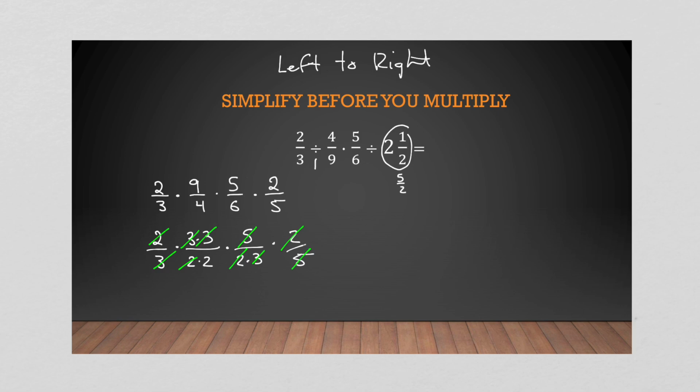What am I left with? Just a 2 on the bottom. So what does that give me on the top? A 1, and on the bottom, a 2. So I've simplified all the way down to 1/2.